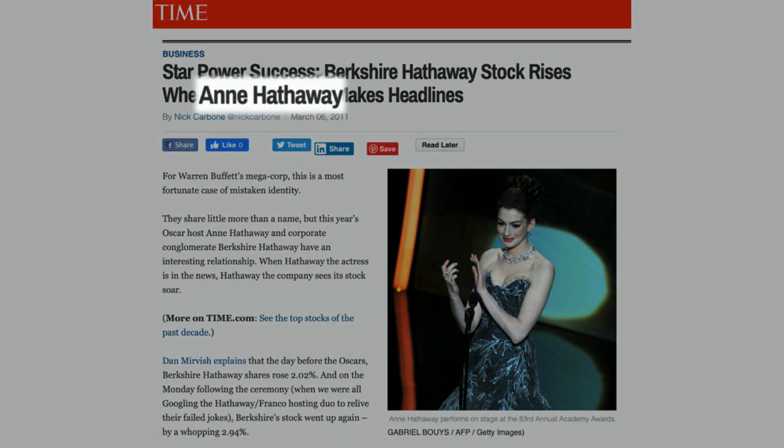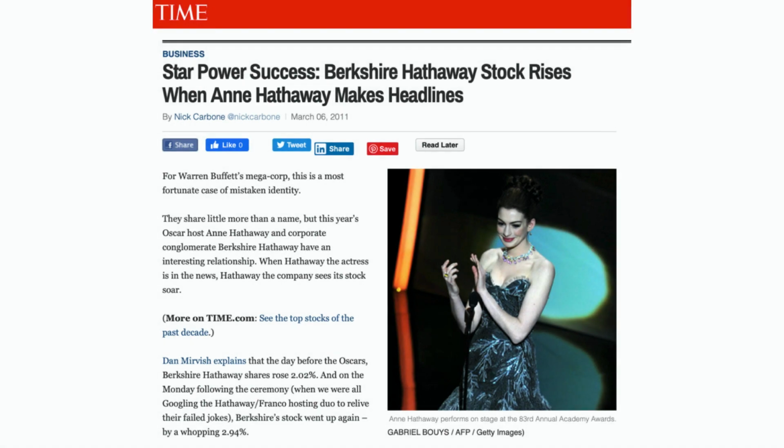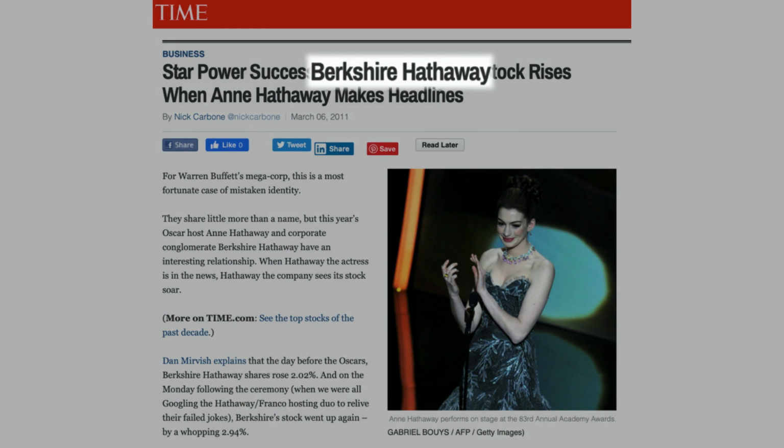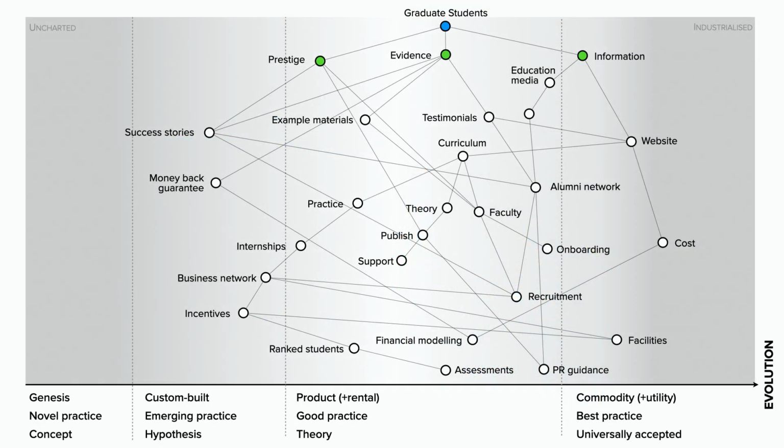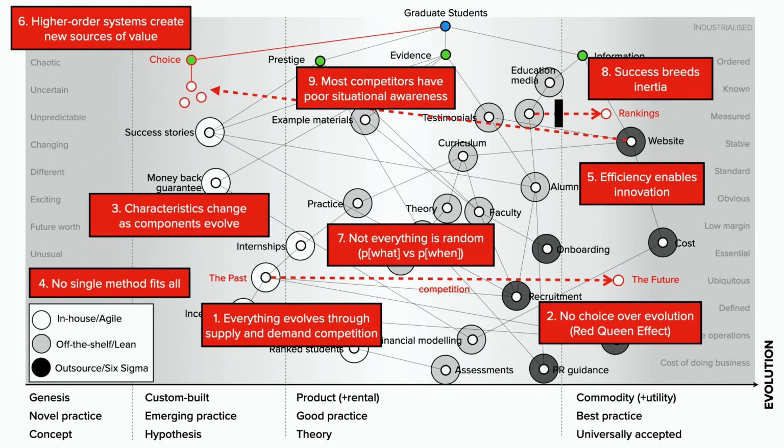When the actress Anne Hathaway hosted the Oscars and was in the news for a week, the shares of Warren Buffett's corporate conglomerate Berkshire Hathaway rose by 5%. So when you're up against this sort of competition, a map of your industry and some understanding of the basic economic rules of the game will give you a significant advantage over your rivals.